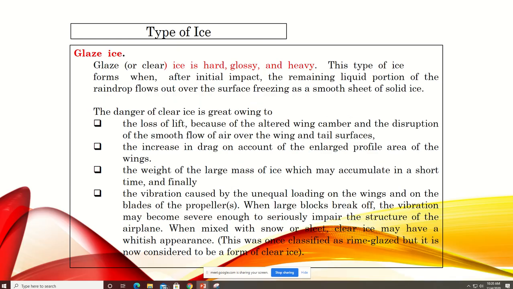So, we go to types of ice. We have glazed ice. Glaze refers to clear ice, or another term is hard, glossy, and heavy. Very thick. The remaining you can read. I just want to refresh the idea of what type of ice we are talking about.